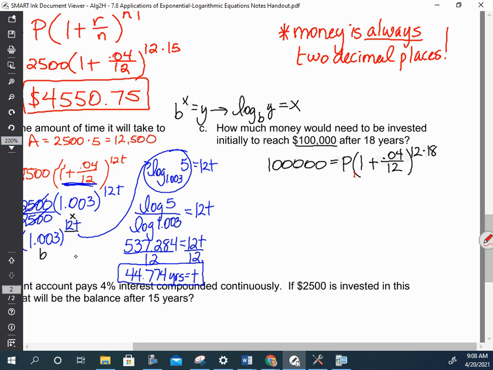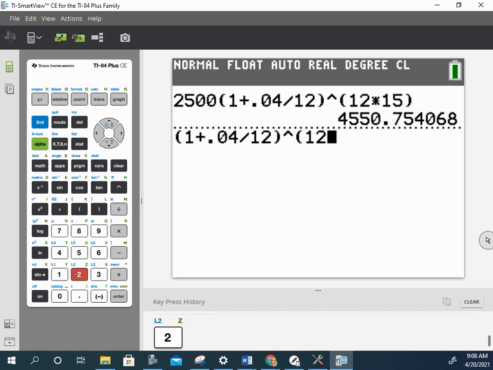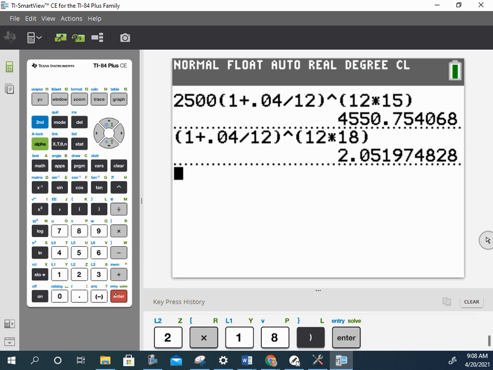First step. We're going to take all of that and put it in the calculator. Just that part, put it in the calculator, and we're going to figure out what that number is. So 1 plus 0.04 divided by 12, raised to the 12 times 18. Make sure I put everything in right. 2.052.